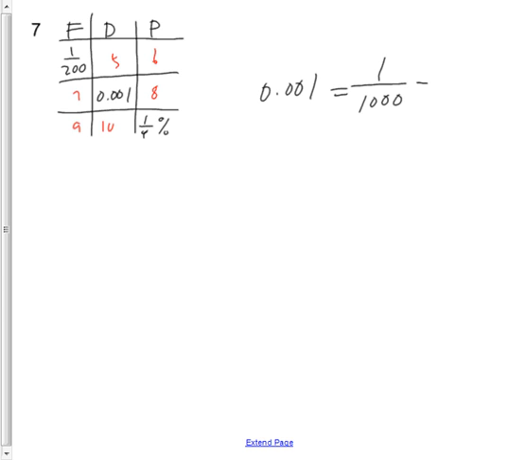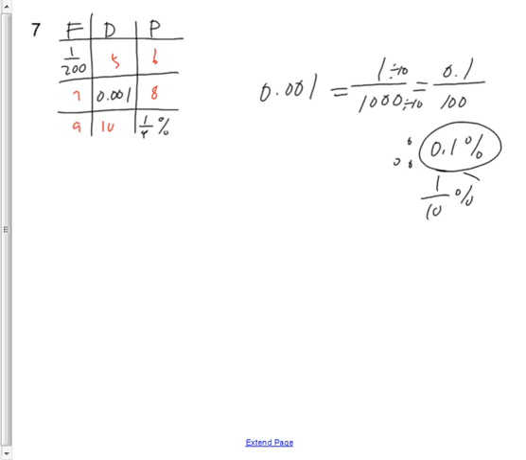For a percent, we want to make it into an equivalent fraction out of 100. To go from 1,000 to 100, I divide by 10. So I divide my numerator by 10. I get 0.1 out of 100, and therefore, that would be 0.1%, or 1/10 of a percent. Both of these are the exact same answer.